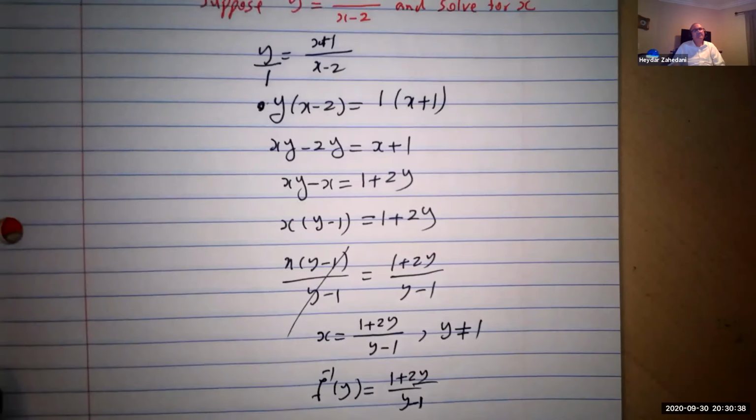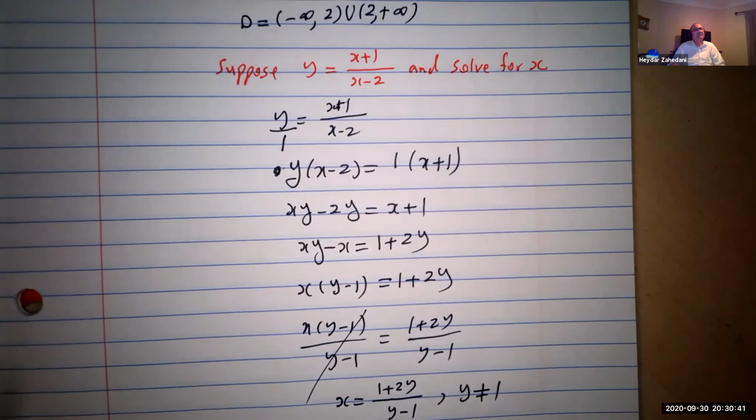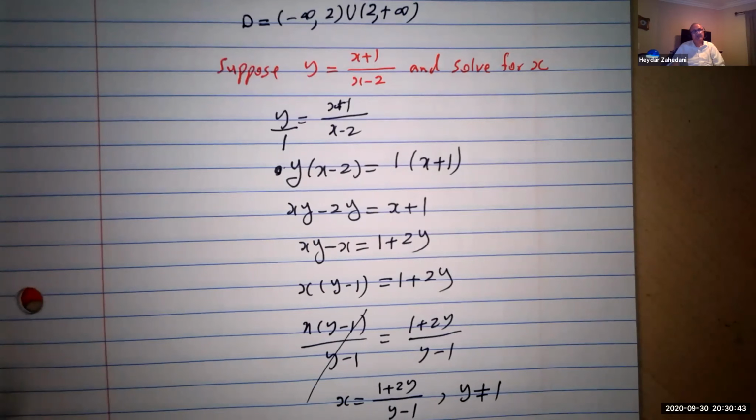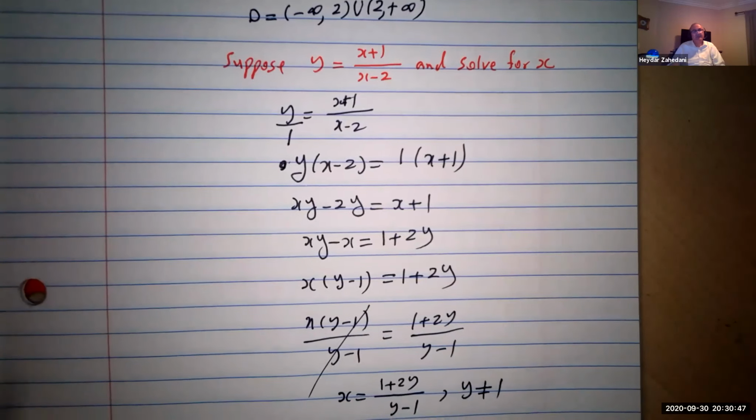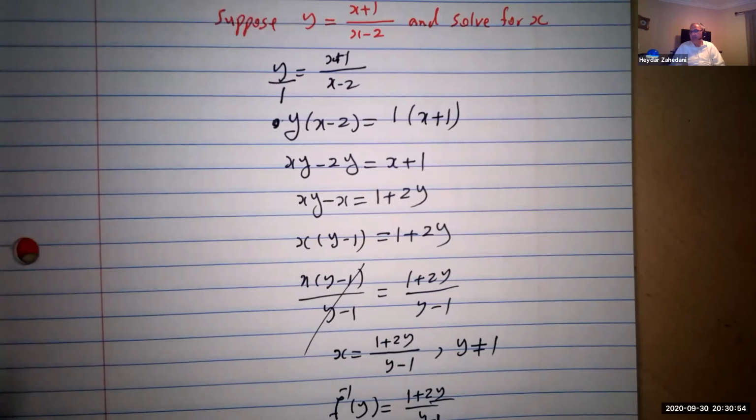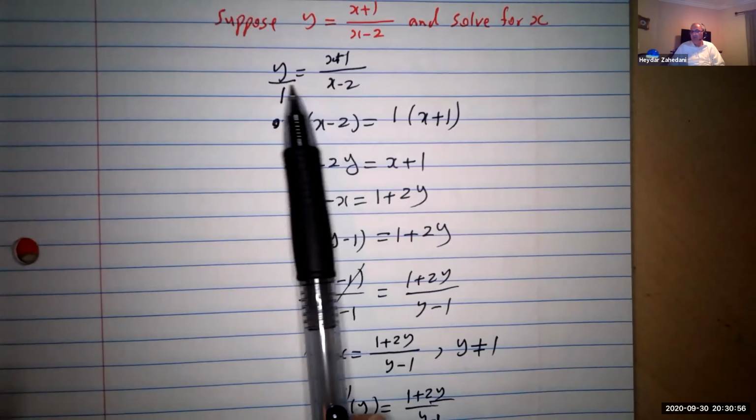This is a very popular function to get the inverse of, and you must make sure you know it. We call it a bilinear function in physics. x plus 1 over x minus 2. Nicely call it y. We call it y over here.